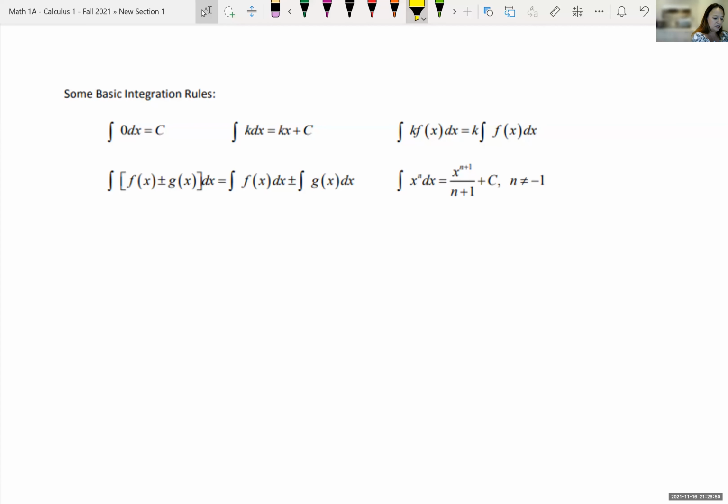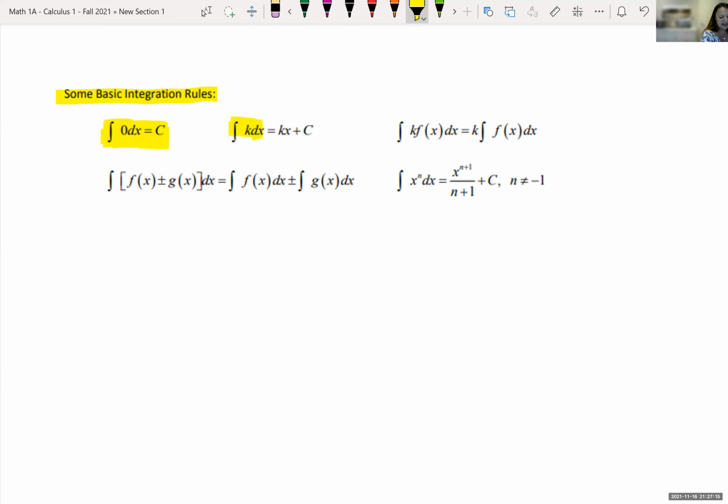So in front of you are some of those basic antiderivative rules or integration rules. If we have the integral of 0 dx, so thinking about what can we take the derivative of and get back 0, well, taking the derivative of a constant gives us back 0. So the integral of 0 dx is just a constant c.